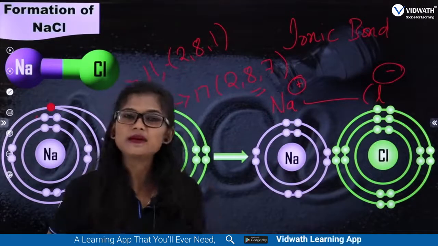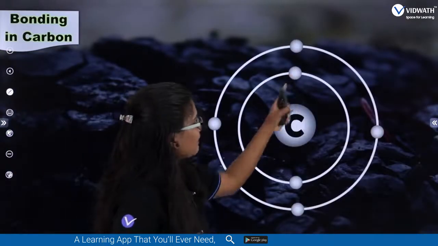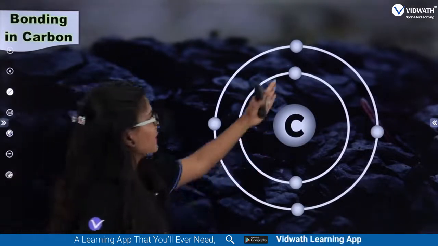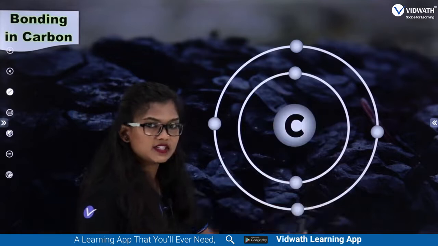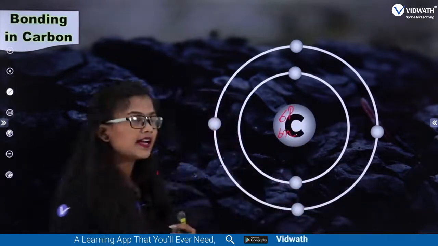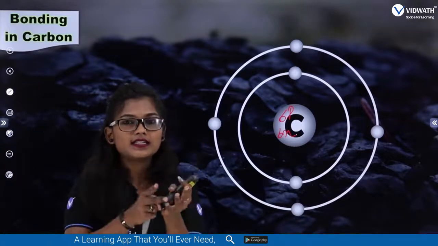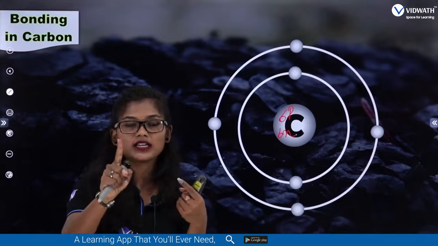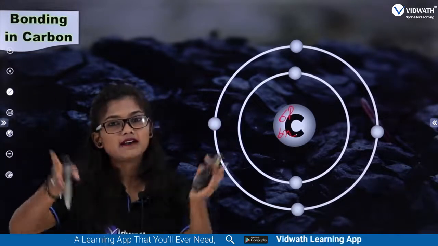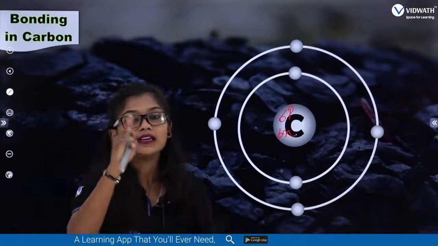Now let's see how carbon attains its stability. Will it lose or gain electrons? We know that carbon, whose atomic number is 6, has the electronic configuration 2, 4, right? So we have 2 in its first shell and 4 electrons in the last shell, and it has 6 protons and 6 neutrons in its nucleus. To attain stability, an element should have 2 electrons in its valence shell if the valence shell is the first shell, that is a duplet, or else, if the element has more than 1 shell, the valence shell should have 8 electrons.